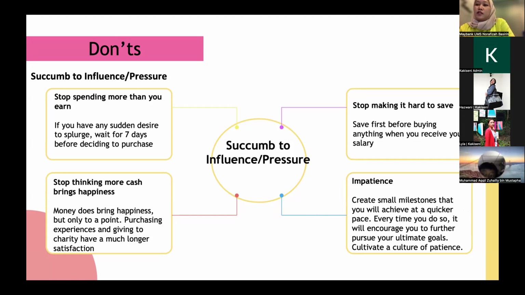Create a small milestone that can help you to achieve a quicker pace. Every time you reach a small milestone, it will encourage you to pursue your ultimate goals. Okay, next.